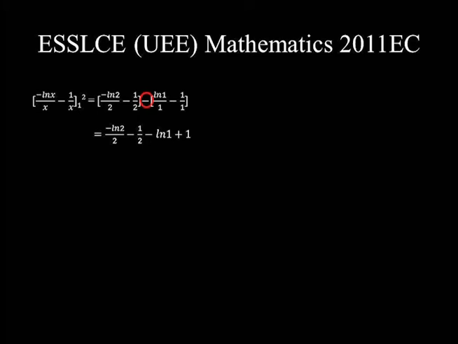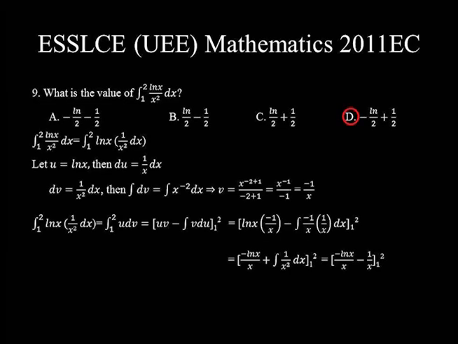This negative outside the bracket multiplies all the terms inside the bracket, thus we will find negative 1 times ln 1 is ln 1. 1 over 1 means 1. Negative 1 times 1 is positive 1, which is equal to, ln 1 is 0. Thus we are left with minus ln 2 over 2. Negative 1 over 2 plus 1 is plus 1 over 2. Therefore, choice D is the right alternative.